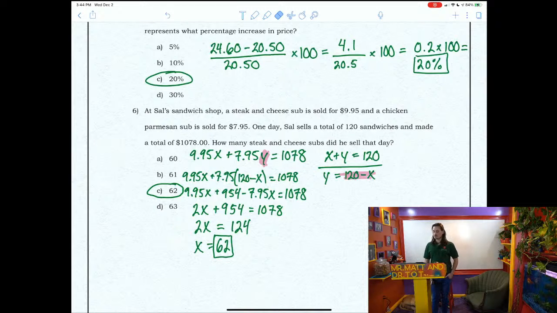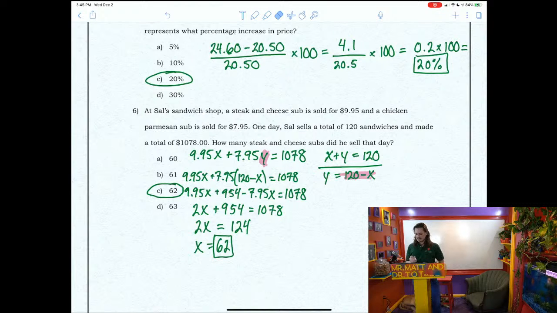For 6, we can write two separate equations, one in terms of revenue, the other in terms of number of items sold. So the number of items sold is just x plus y is equal to 120. The revenue is going to be equal to 9.95x plus 7.95y. And that's going to be set equal to the total revenue made that day of $1,078. Distributing, excuse me. So notice that now we're being asked again about the steak and cheese subs.